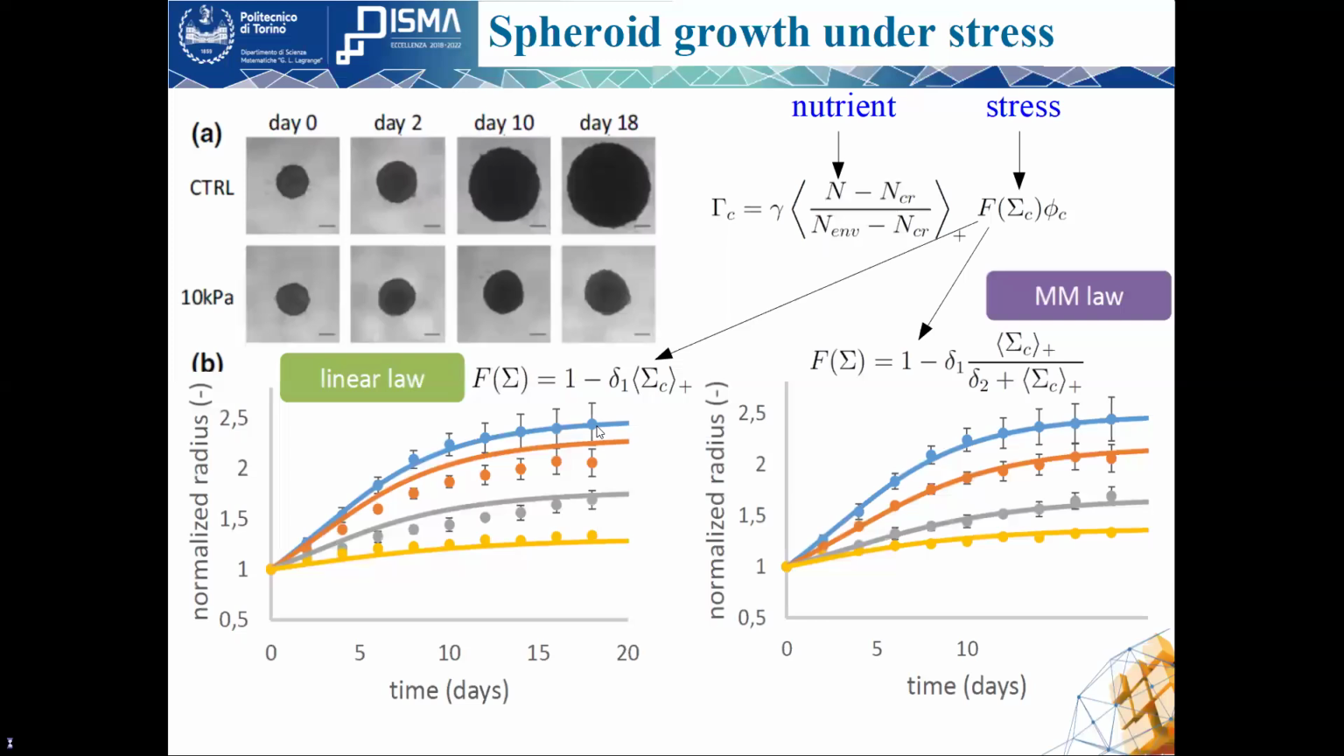Is this one? And you can see that in some sense you can fit some of the lines, but others, the one in the middle, cannot be fit. So you might need to modify this function a bit, for instance using a Michaelis-Menten form, and you have a better fit. So this is just the same model that I showed you before for the spheroid, with a growth term that has a term that depends on the nutrient diffusion and a term that depends on the stress.